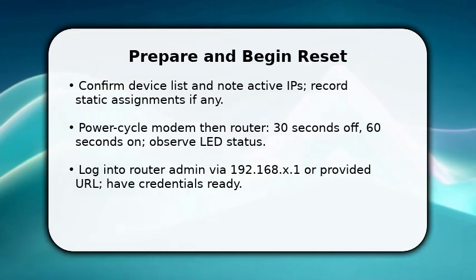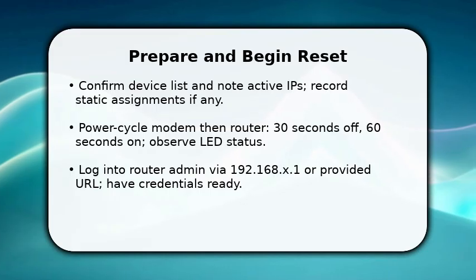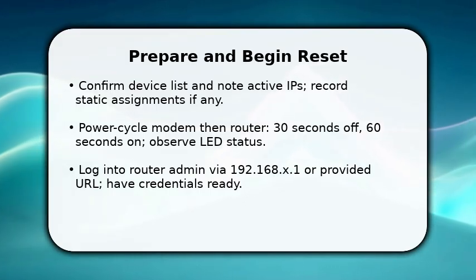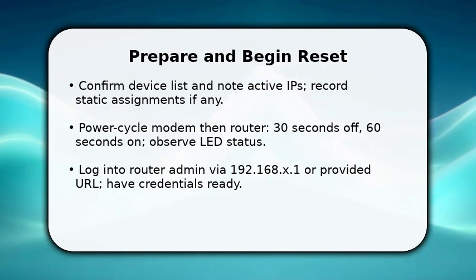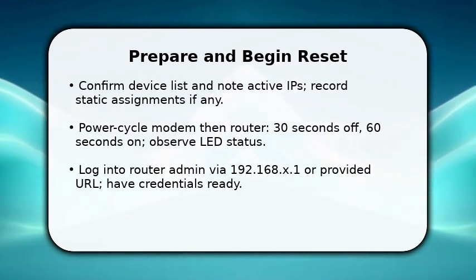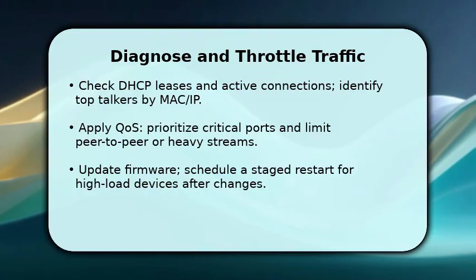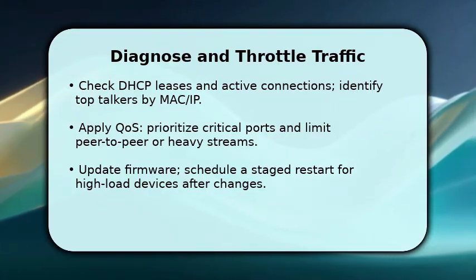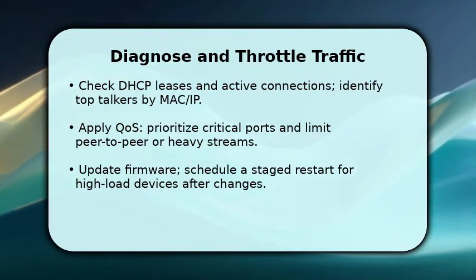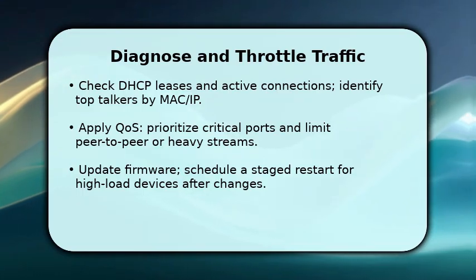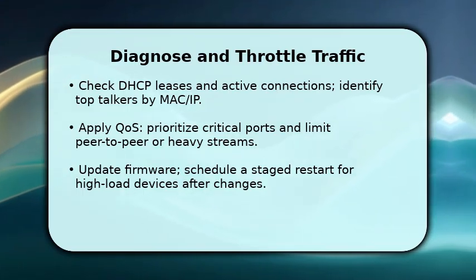Make sure to log into the router admin interface at 192.168.x.1 with credentials so you can inspect DHCP leases and traffic charts. Once you're in the admin interface, scan DHCP leases and active connections to spot the top talkers by MAC and IP. These are often the cause of a network busy state.